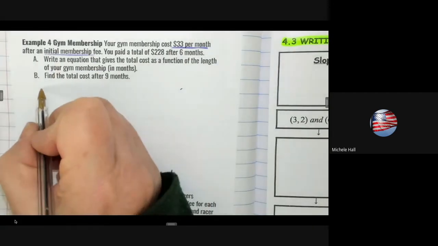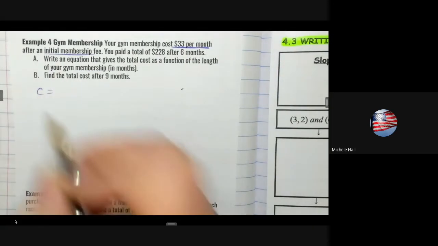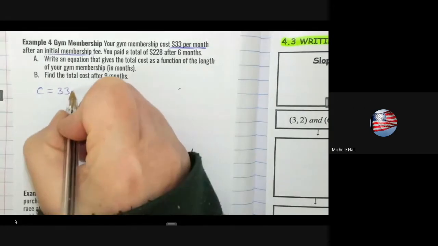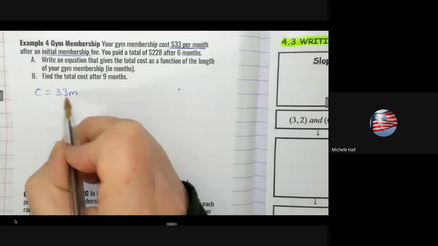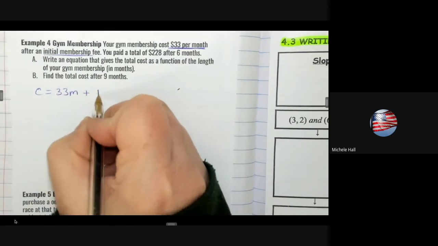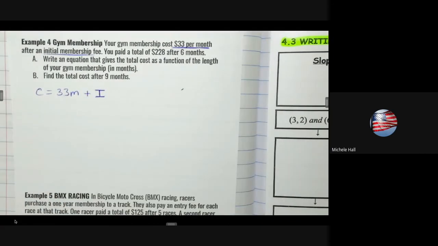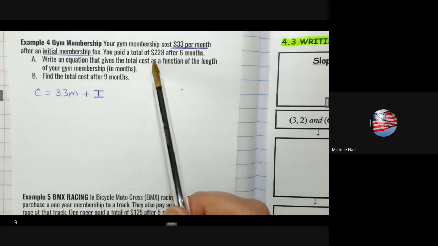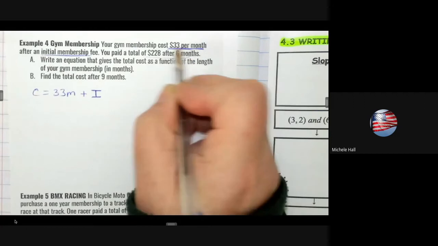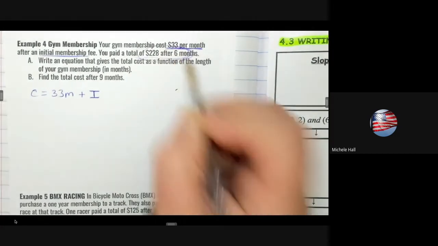We know that the cost is going to be $33 per month. And so we'll say 33M. When it's 1 month, it's 33. When it's 2 months, it's 66. What we don't know is the initial cost. So let's use the fact that we have a total of $228 we pay after 6 months.